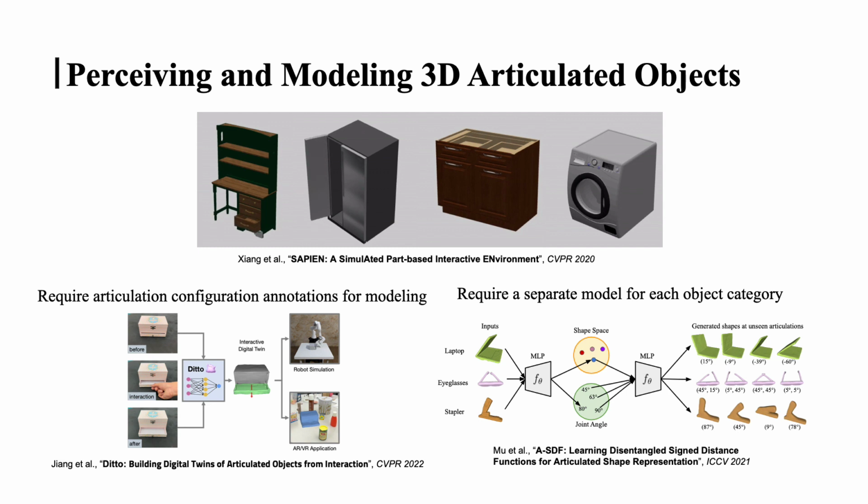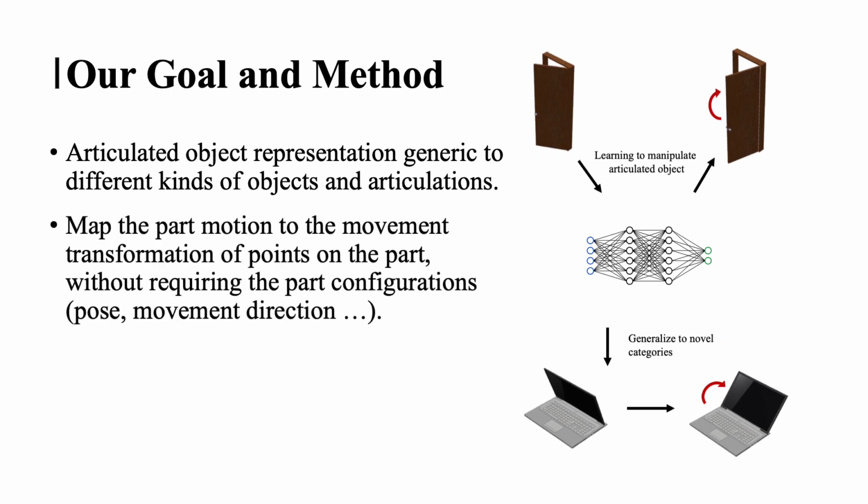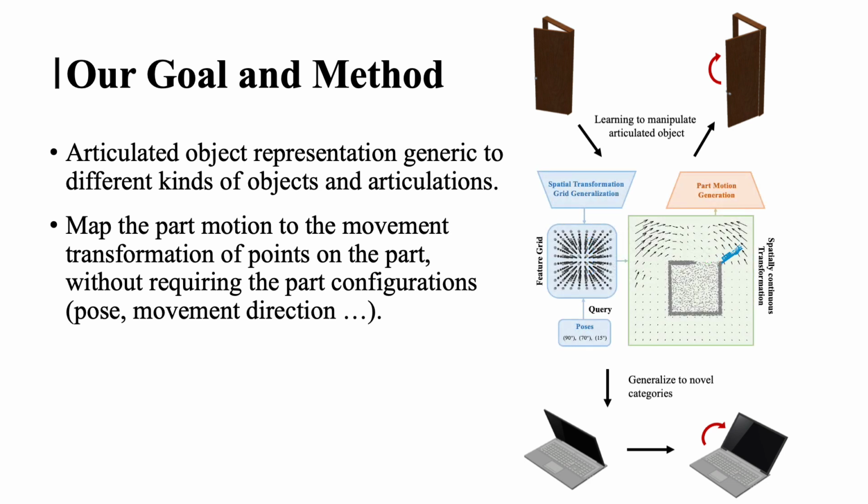require articulation configuration annotations. Different from previous works, we propose a kind of novel articulated object representation that is generic to different kinds of objects and articulations. Specifically, we map the part motion to the movement transformation of points on the part, without requiring the part configurations like pose, movement direction, making it generic to different kinds of articulations and objects.